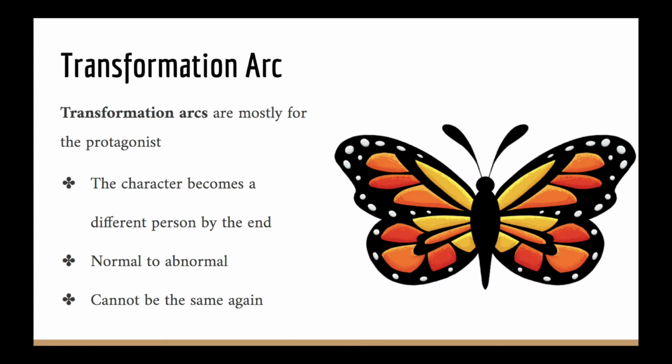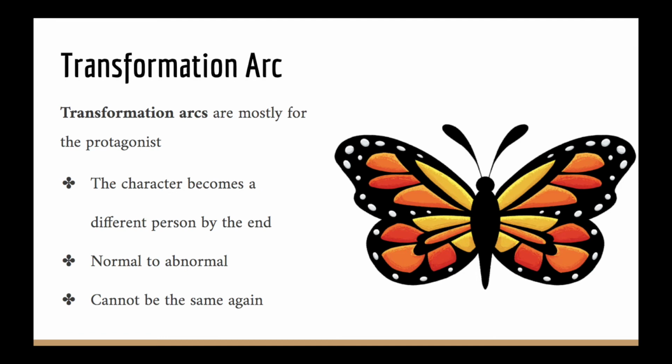So let's go ahead and look at the first type of character arc. We'll start out with the transformation arc. This arc is usually reserved for the protagonist of your story, but some storytellers have chosen to use it for the villain instead, which can be effective if done correctly. But it is most commonly used for the hero, because this arc is all about going from a regular person to a high-powered or strong and often kind of heroic person. By the end of the story, this character is usually completely different than the person they were at the beginning, and this kind of change is usually very irreversible.